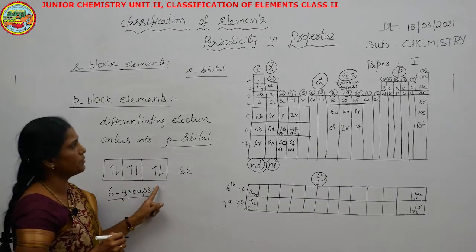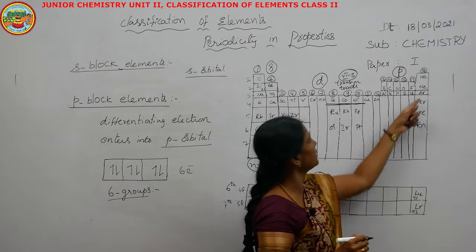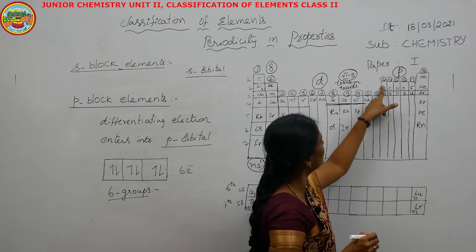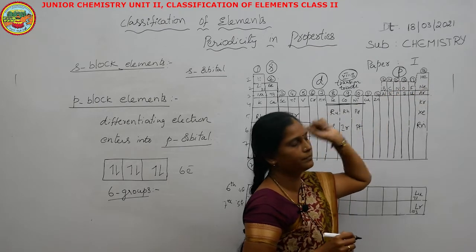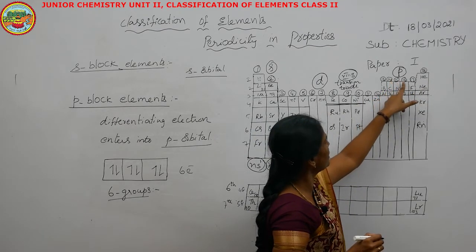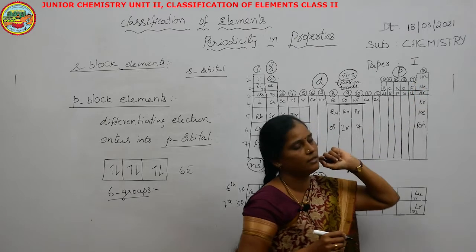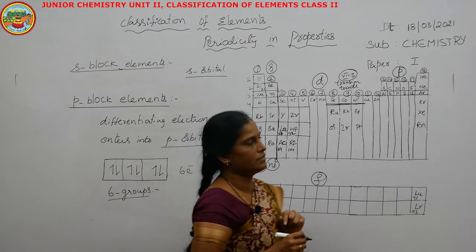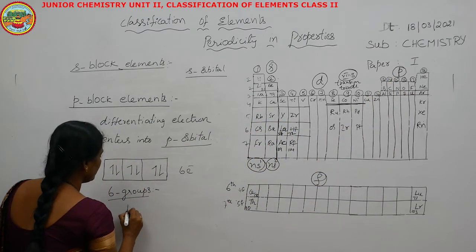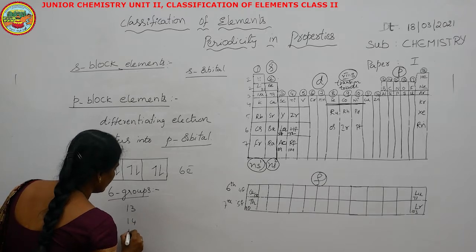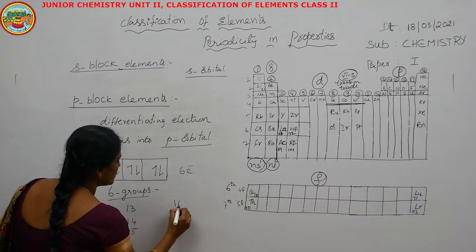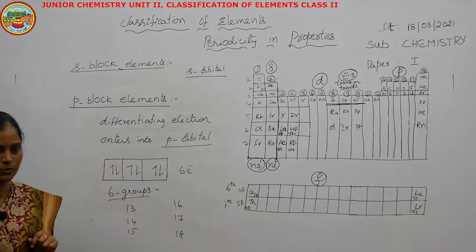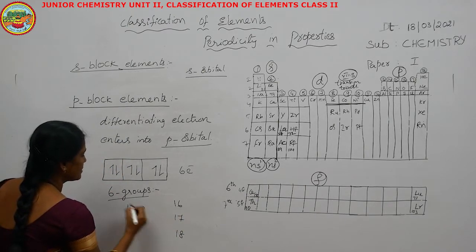What are those 6 groups? The p block is placed at the right side, from the 13th group to the 18th group: 13, 14, 15, 16, 17, 18. These are the 6 groups that are p block elements. 13 group elements.